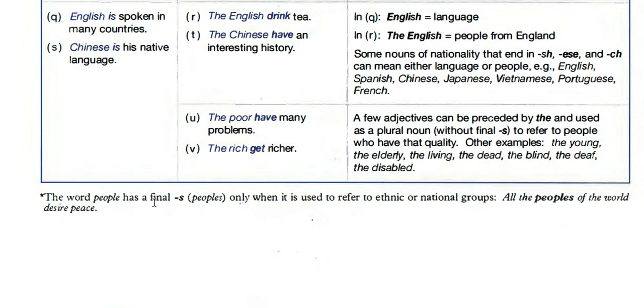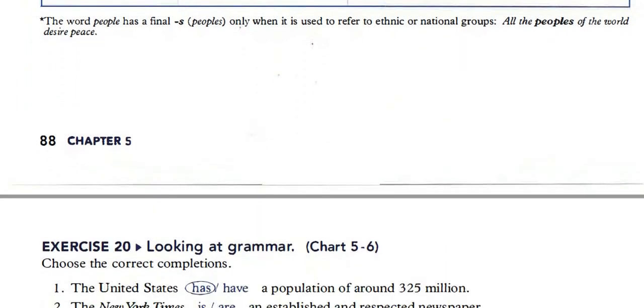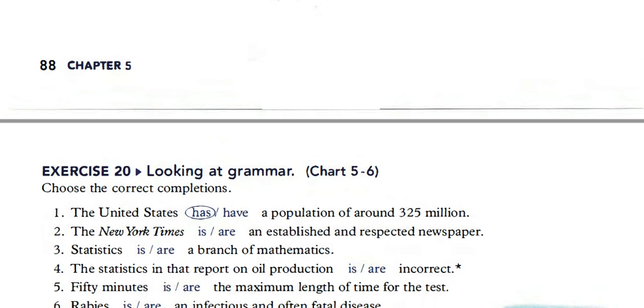The word people has a final s, as in peoples, only when it is used to refer to ethnic or national groups. All the peoples of the world desire peace. Sometimes, if I say peoples of Palestine, like Palestinian peoples, I mean the community of Palestine itself. So for national groups or ethnic groups, I can use peoples to give them more specificity, a kind of specific distinction, and that's why you can understand its meaning.